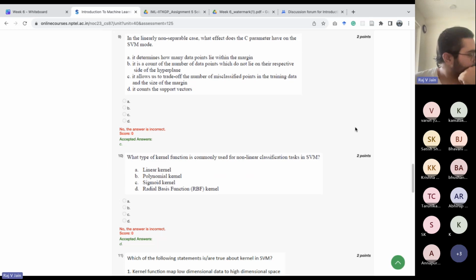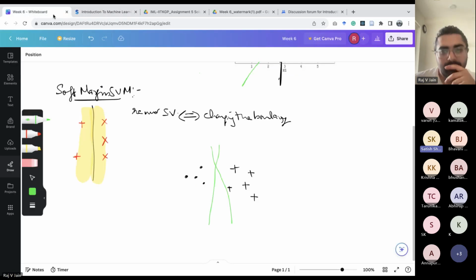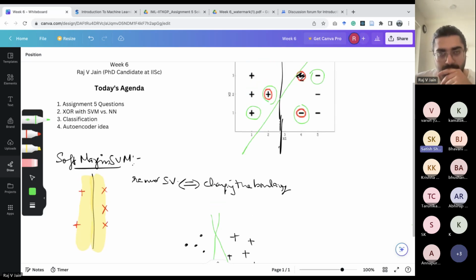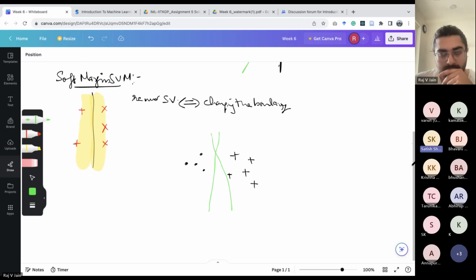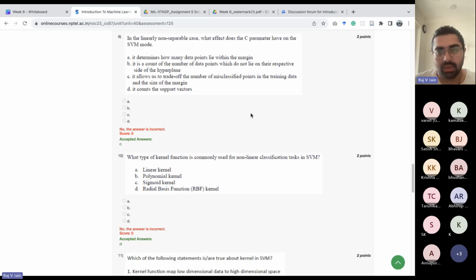Sir, I think the other way you can look at it: if they're very close, that means the data is very, very close, then C is playing much role. That's what I understood when reading this. If the data is very close and not easily separable, or some noise is also there, then C is playing a role. Right.